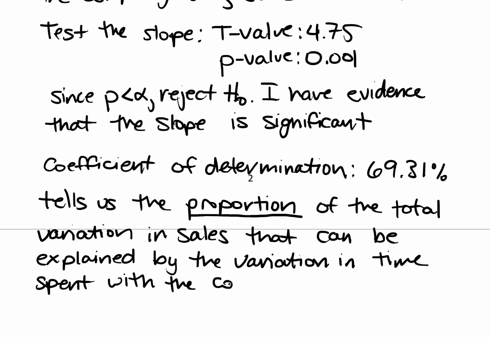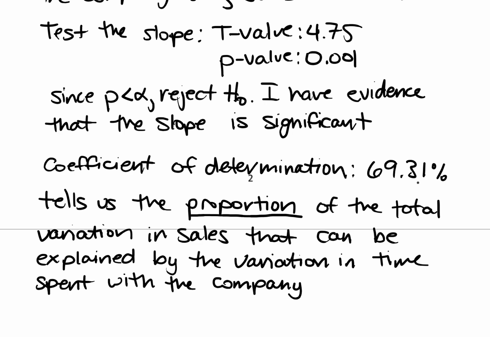So obviously there's going to be some variation just between people. Like you could have two people who have both worked for the company for the same amount of time. That doesn't mean they're going to have exactly the same amount of sales. So there's some variation there. But we're saying that almost 70% of the total variation in sales can be explained by variation in time spent with the company.